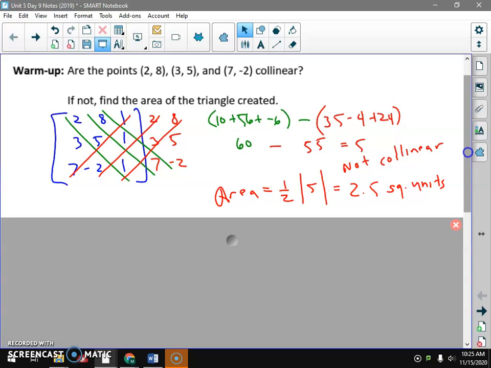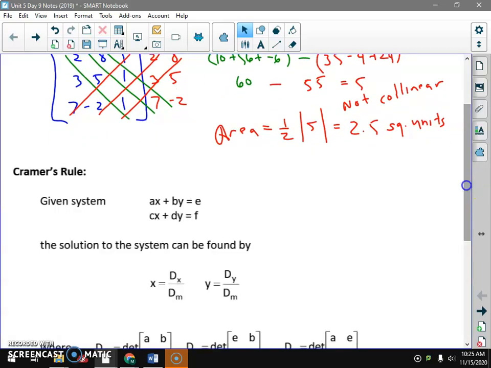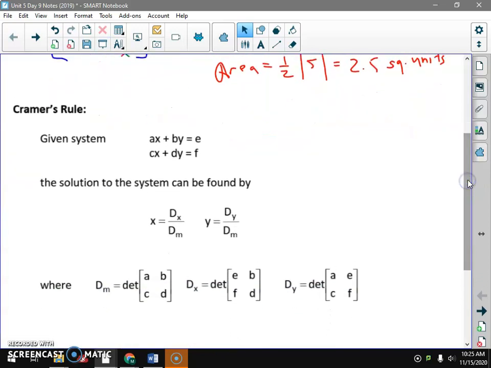All right, that should be in your wheelhouse. That should be comfortable. Now we're going to do something new. And we're going to start with a 2 by 2. What is Cramer's Rule? It says, given a system like this, ax plus by equals a constant e, cx plus dy equals a constant f, how we can solve the system is we're going to find 3 determinants.